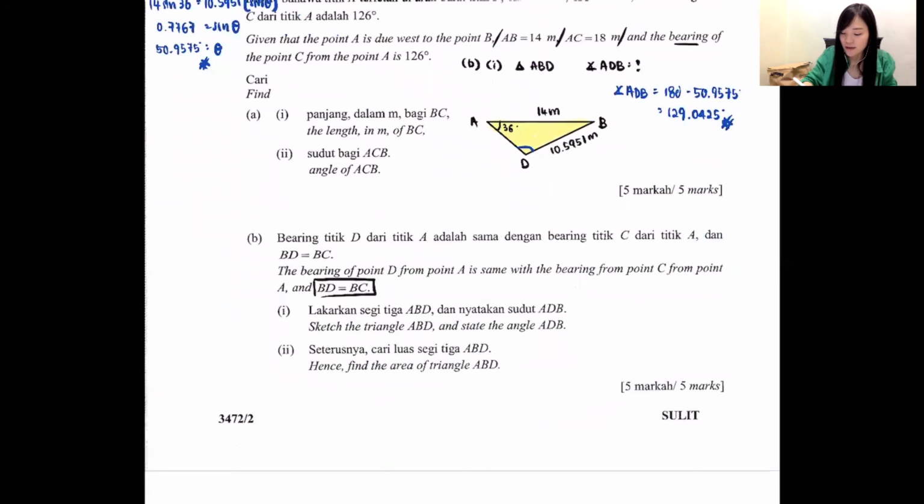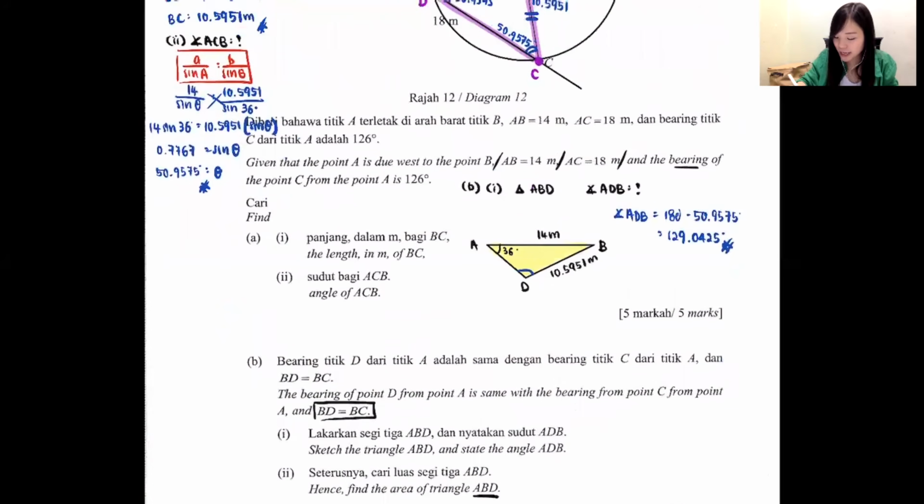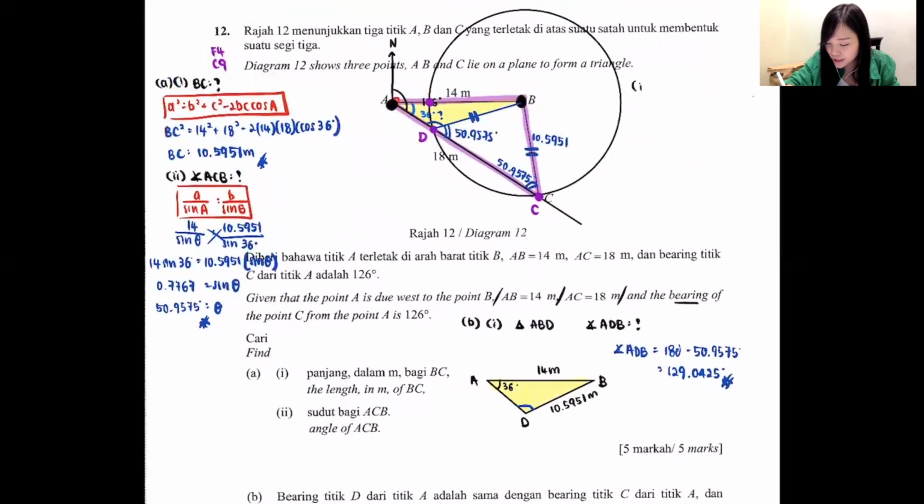B2, they say, hence, find the area of the triangle ABD. So guys, they want me to find the area of triangle ABD. I do the area here, since there is space and no need to move up and down. So my dear, the angle here is 129.0425. Now they will find the area for ADB, and ADB exactly is the yellow color one. So I will refer to the triangle at the bottom.